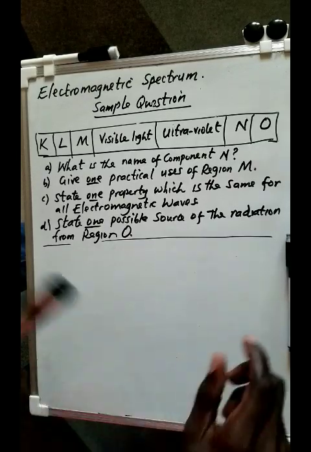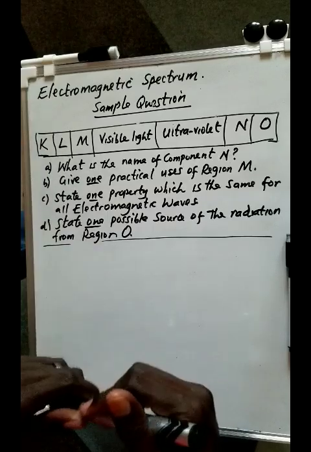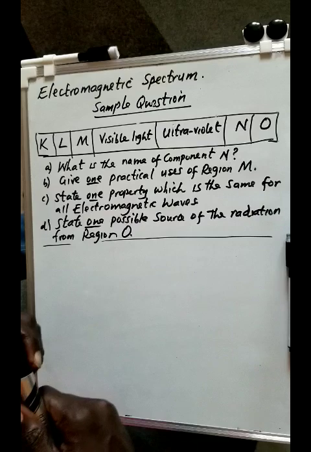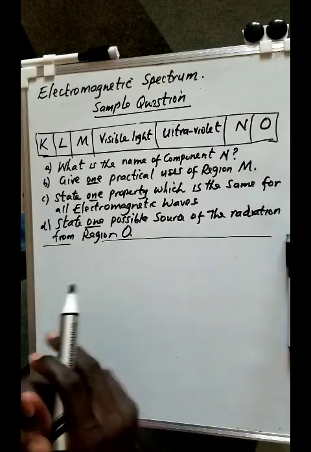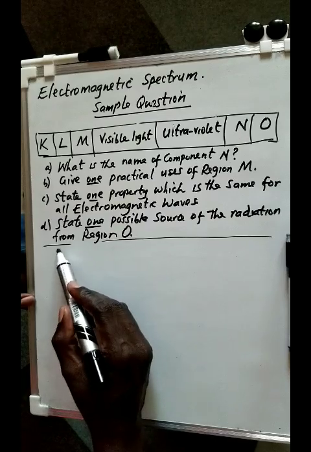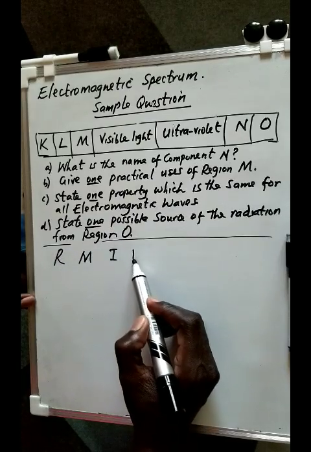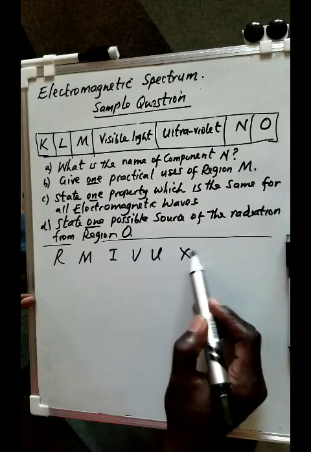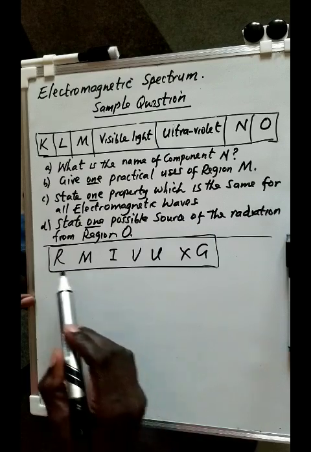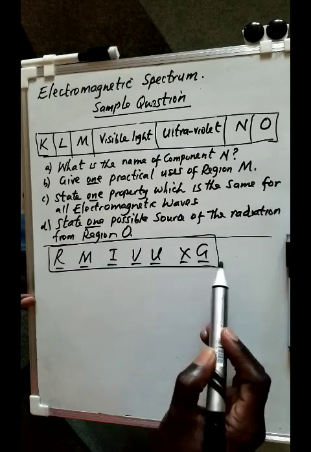Okay, so from the previous video that I made on the electromagnetic spectrum, I want to show you a sample question. Like I told you, they are going to give you the waves in the electromagnetic spectrum, and some of them are not going to be labeled. You are expected to label them, but if you remember our memory aid we used, "Run Mouse In Very Unpleasant Extreme Games", in that order, we have radio waves, microwave, infrared, visible light, ultraviolet, X-rays and gamma rays.